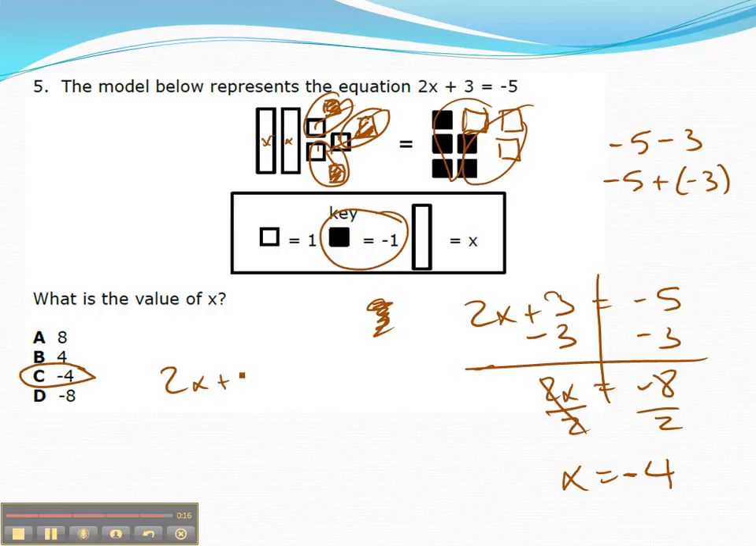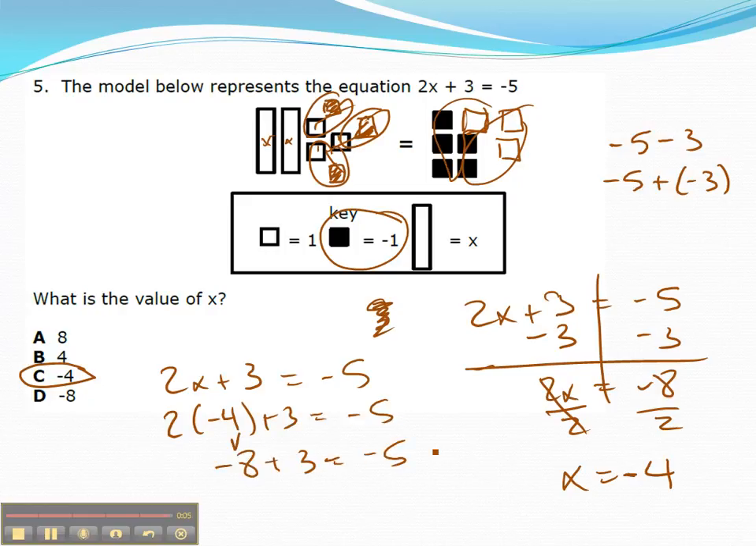Let's check it. 2x plus 3 equals negative 5. 2 times negative 4 plus 3 equals negative 5. 2 times negative 4 is negative 8. Plus 3 is equal to negative 5, so it checks out. Signs are different. We find the difference and keep the sign of the one with the greater absolute value.